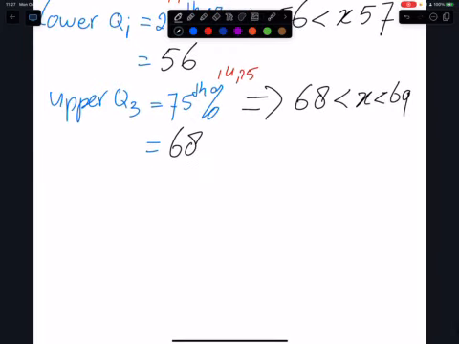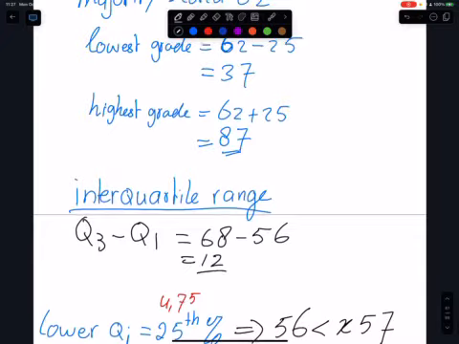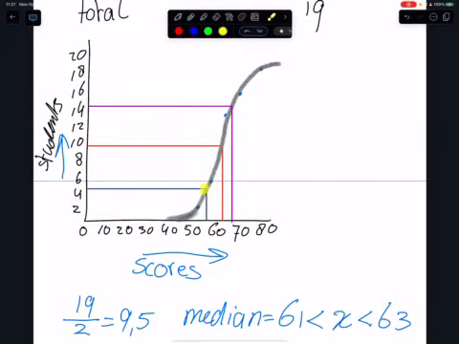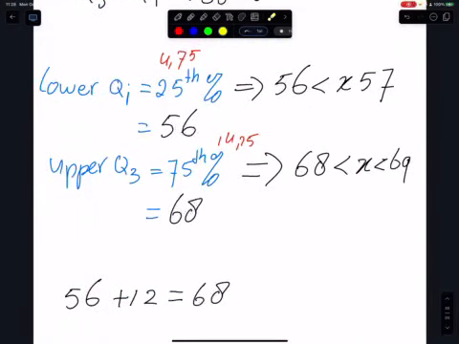Since I know the lowest score is 56, the highest score in the quartile is 68. Between Q1 and Q3, the difference from the lowest to the highest is only 12 points. I know the lowest is 56 and the highest is 68, so I can give more conclusion to what I just calculated.